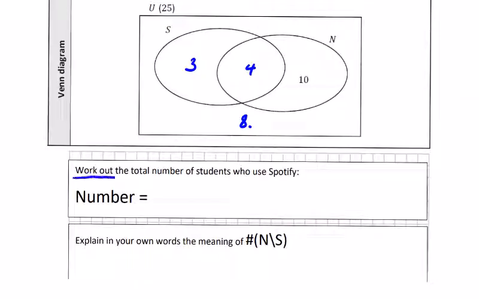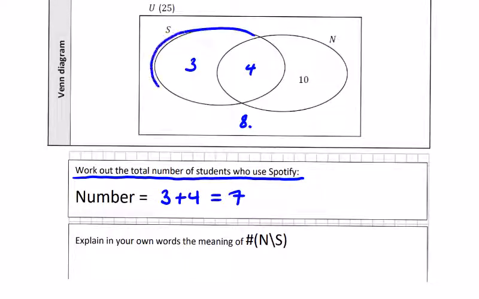This question says, work out the total number of students who use Spotify. So you might just put a 3 in here, but the total is the 3 plus the 4, which is 7, because Spotify is the whole circle.